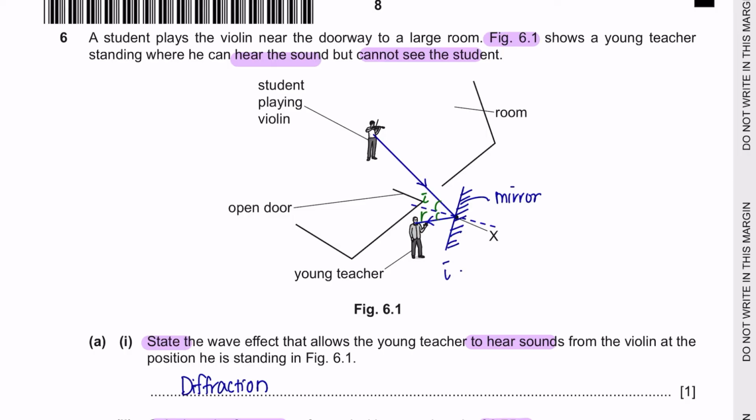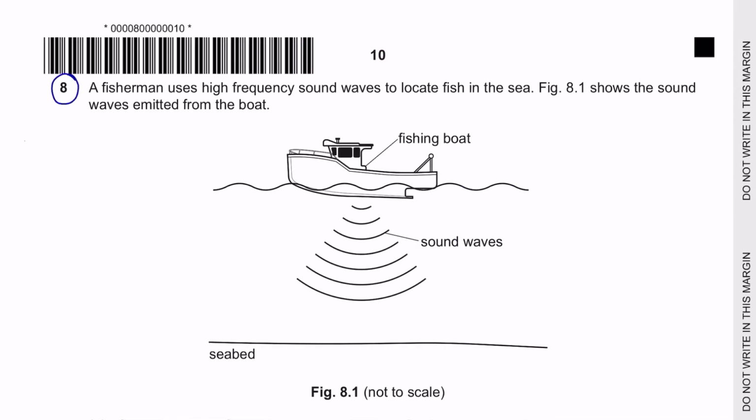You can just write I equals to R. Next, we'll jump into question 8 first, and then I will do question 7 next because this is the same topic as question 6. A fisherman uses high-frequency sound waves to locate fish in the sea.